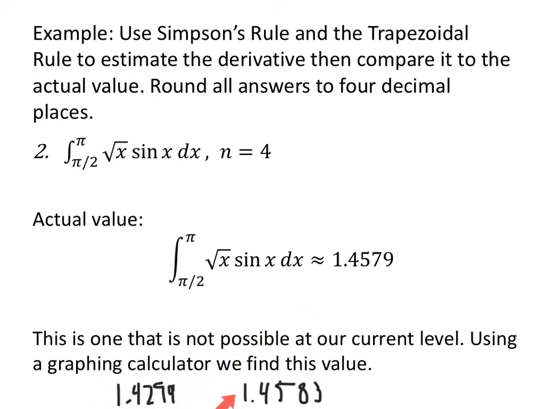The Simpson's estimate, 1.4583, versus 1.4579. Simpson's is a great estimate. It's always a little bit closer than the trapezoidal, but, you know, trapezoidals are close enough, good enough, it gives you an idea.